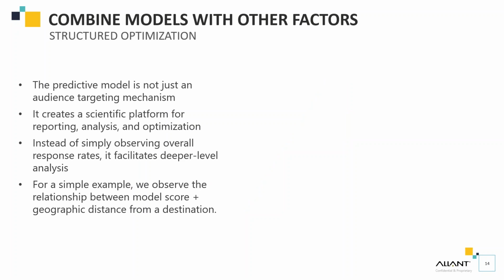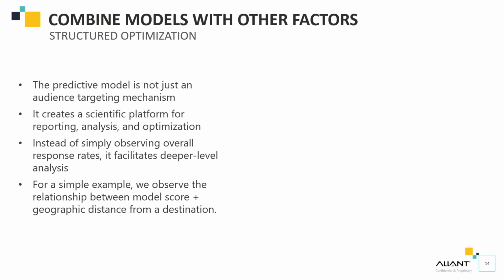So really what we're talking about is that a predictive model is not just an audience targeting mechanism, but it really creates a scientific platform for reporting, analysis, and optimization. Now, you're not just saying, hey, what was the ROI in this campaign? Maybe the ROI wasn't great, but now you're able to say, did the people who we expected to respond do so? Were there any unexpected responders? Is the response diminishing, showing the diminishing returns that we're expecting to see?